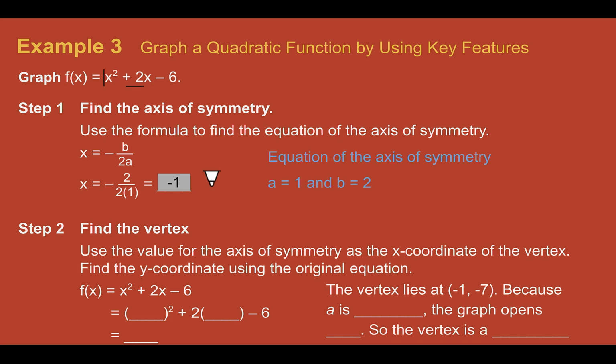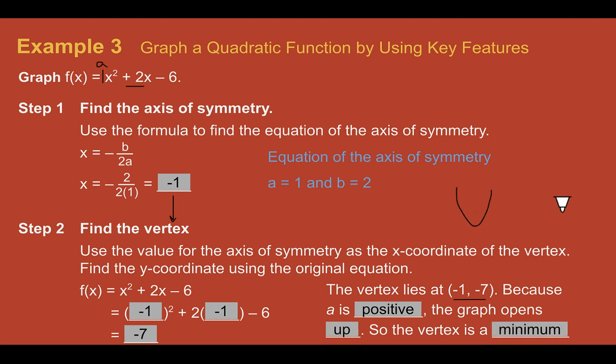Next, let's find the vertex. So now that we know that the x coordinate of the vertex is negative 1, let's plug that in and solve for y. So if I plug in negative 1 where x is, I'm going to calculate it out and get negative 7. So my vertex is going to be at negative 1, negative 7. And going back to our original equation, because this a value out here is positive, the graph is going to open upward. So the vertex would be a minimum. It is going to look something like this.